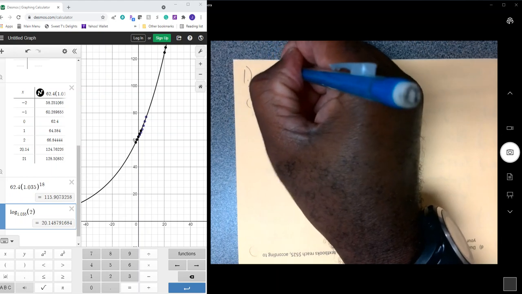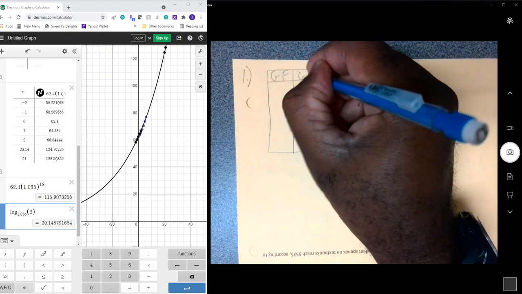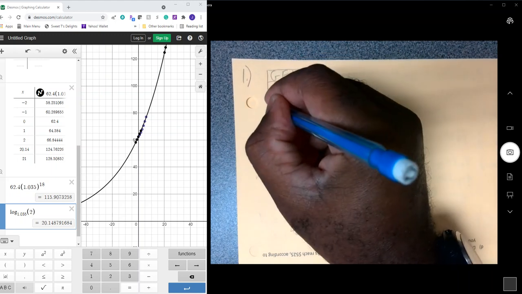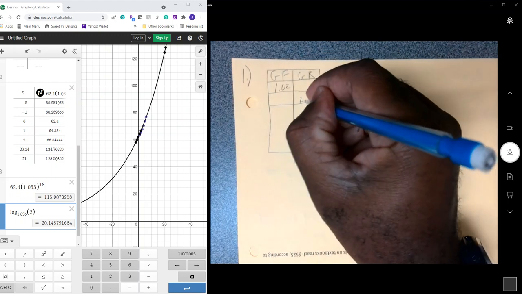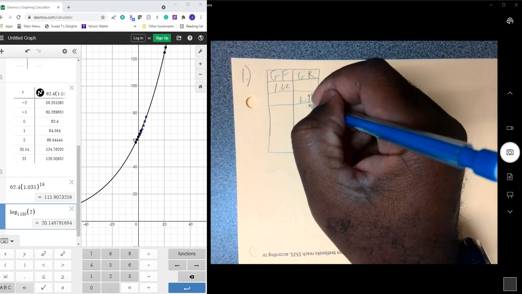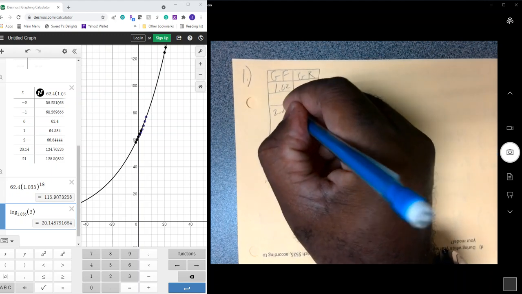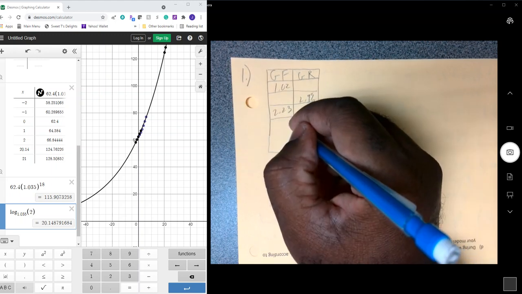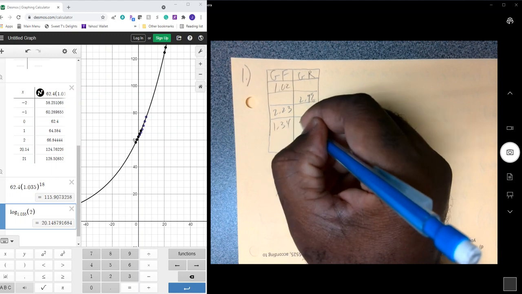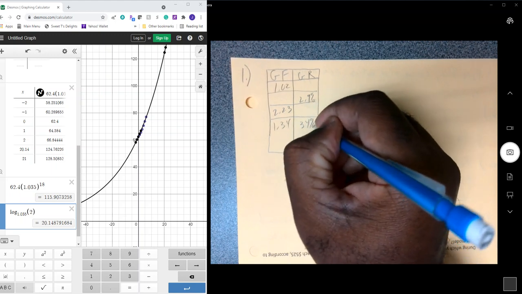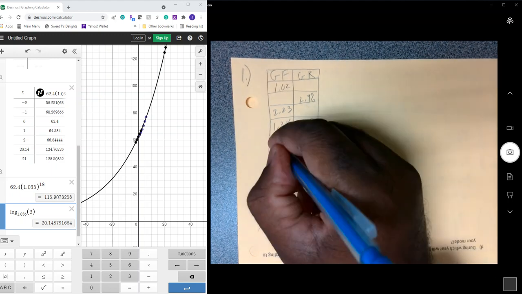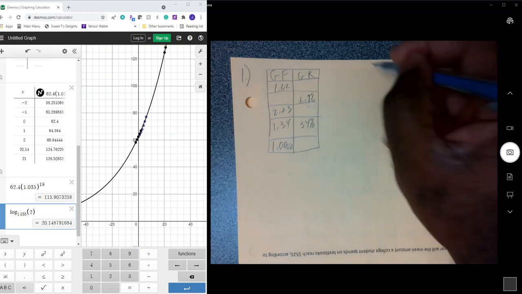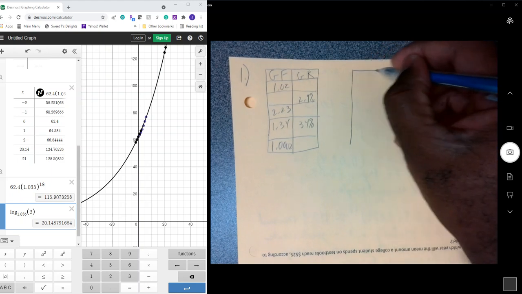I'm going to put GF for growth factor and GR for growth rate. So we have 1.02. We have a blank with 2.9%. We have 2.23. We have 1.34, which is 34%. And then we have 1.0002.